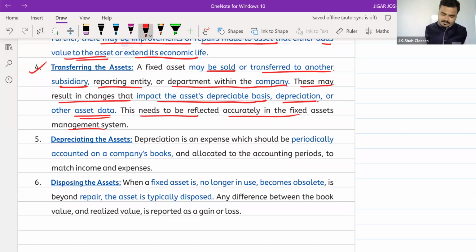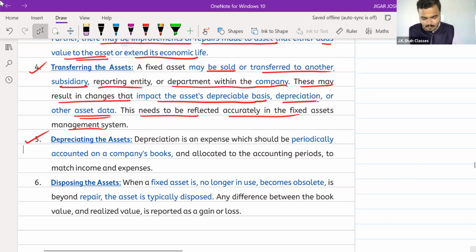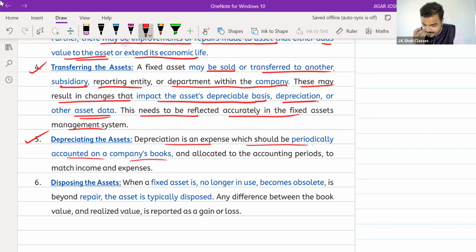Next, it comes to depreciation. According to the wear and tear of the asset, it is required to be recorded, and that is nothing but periodically recording our depreciation in an accurate manner. Depreciation is an expense which should be periodically accounted in the company's books and allocated to the accounting period to match the income and expense.